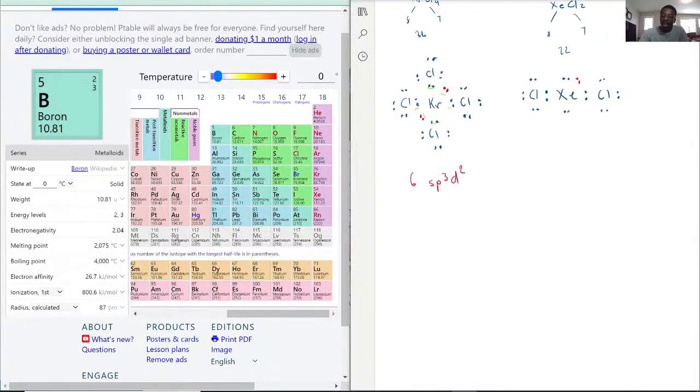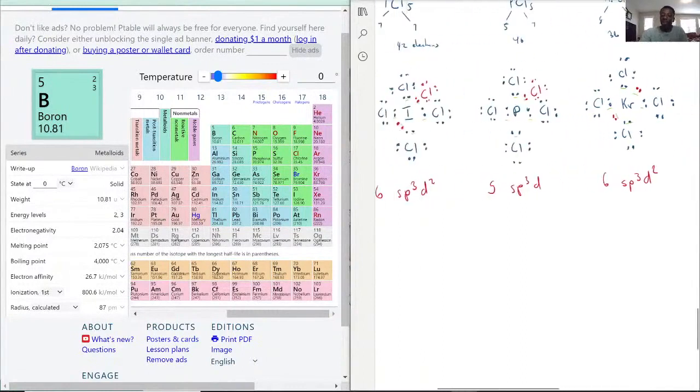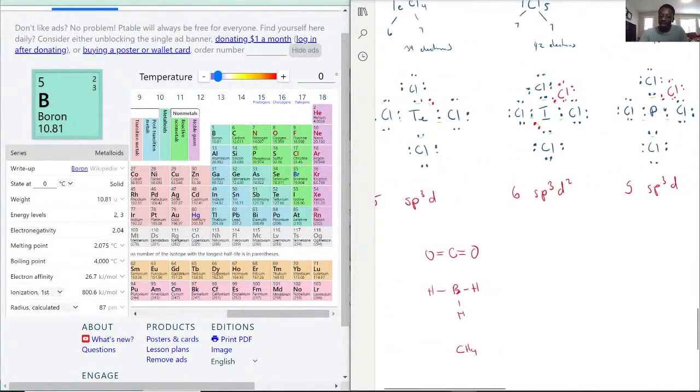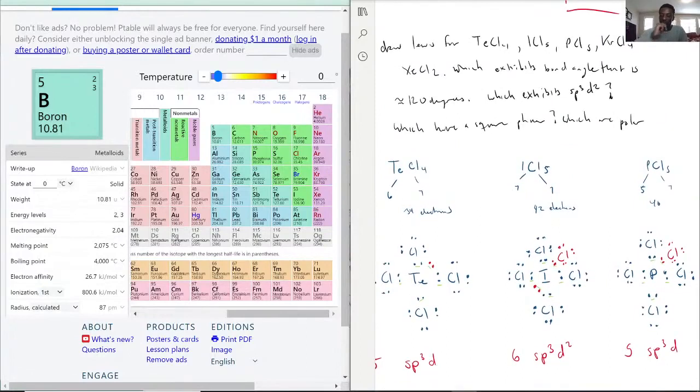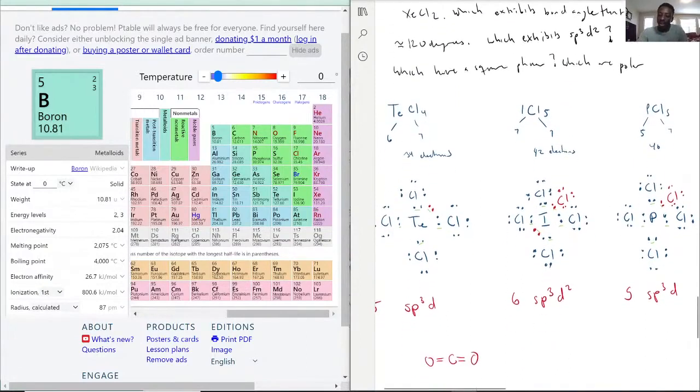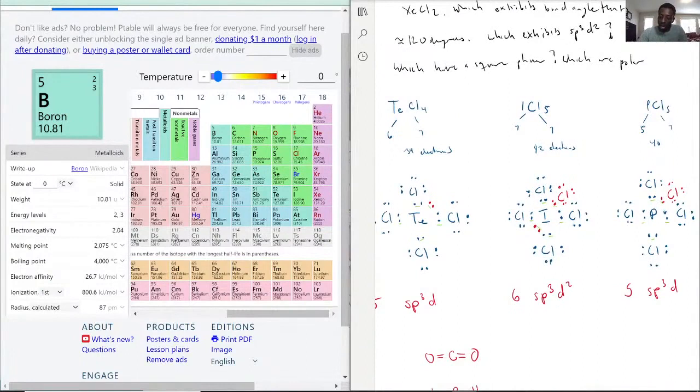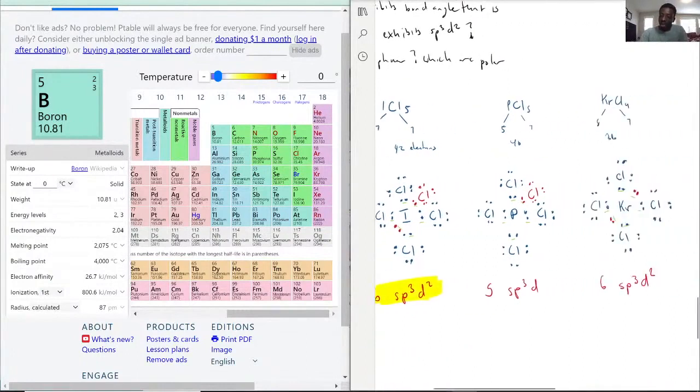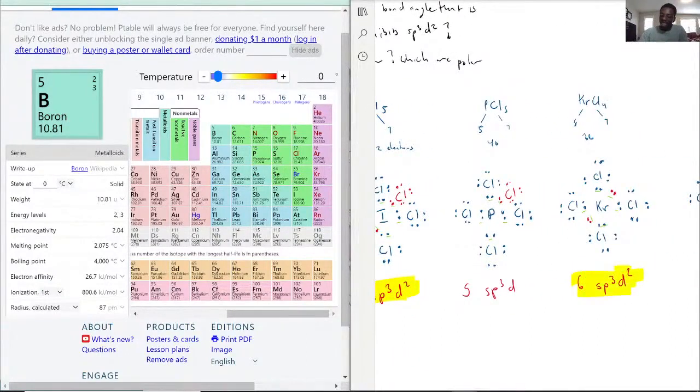hybridization, and xenon is going to be, if we count the things attached to it, 1, 2, 3, 4, 5. So 3 lone pairs and 2 bonds. That's still going to be 5. So that's hybridization of sp3d. So far we answered this question here, which exhibits sp3d2 hybridization. It is going to be ICl5 and KrCl4.